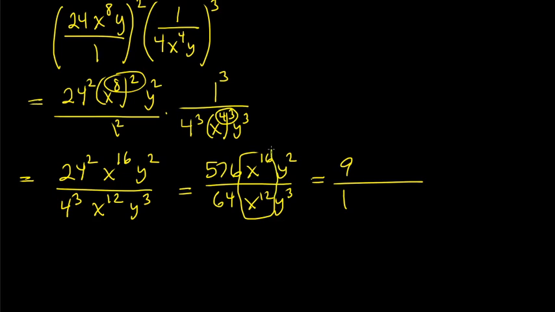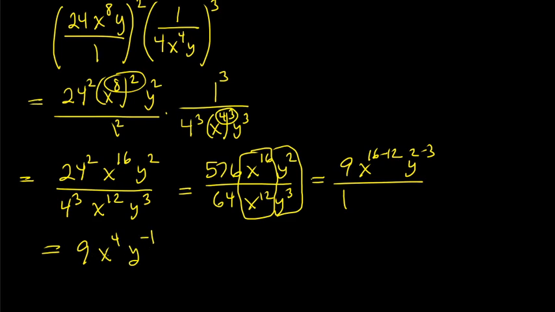Again, we're just going to subtract the exponents here. 16 minus 12, right? And then y to the power 2 minus 3. So this is 9 times x to the 4. 16 minus 12 is 4. And 2 minus 3 is negative 1. So 9x to the 4th, y to the negative 1. But remember, you're not allowed to have negative exponents, so just bring it downstairs. This is 9x to the 4th divided by y to the 1. Or just 9x to the 4th divided by y.